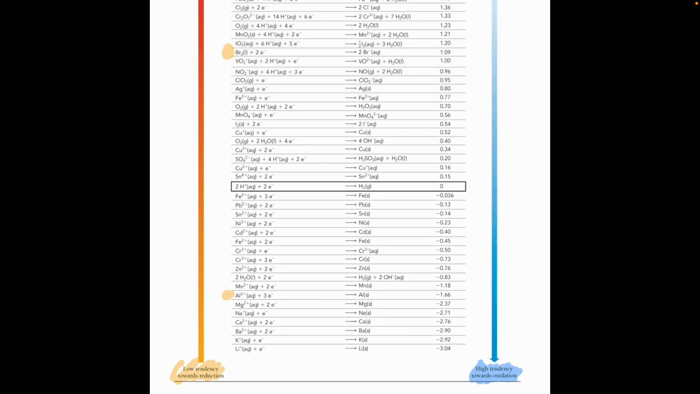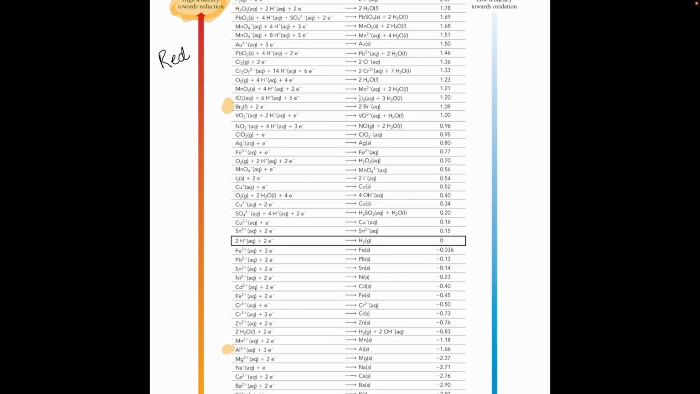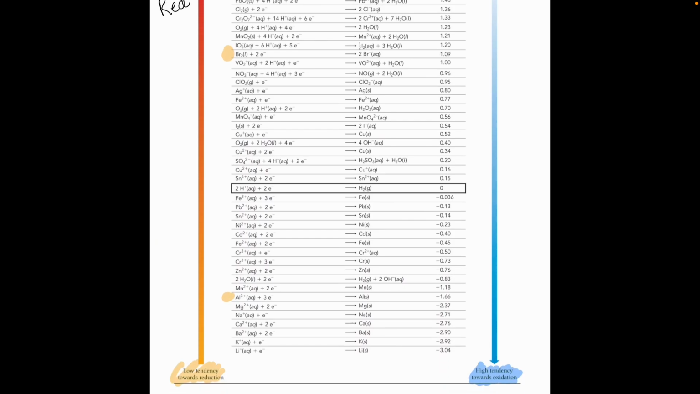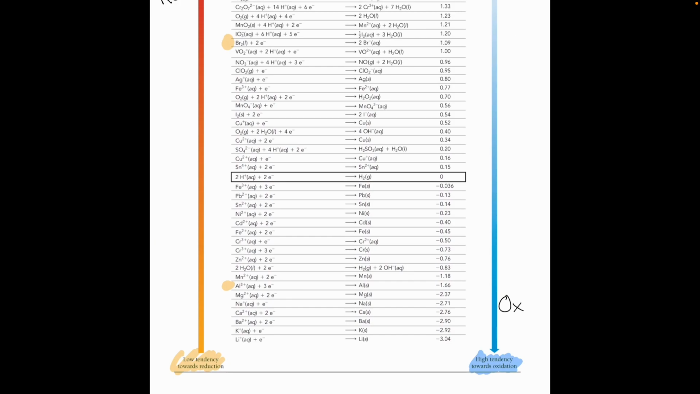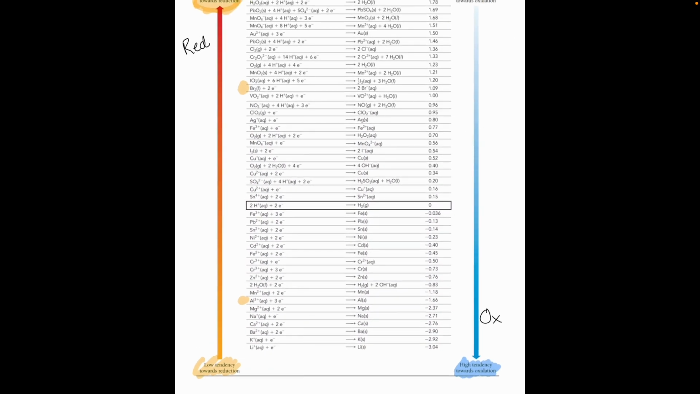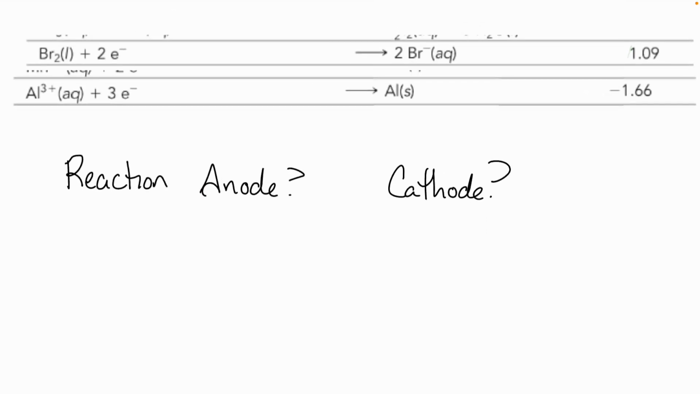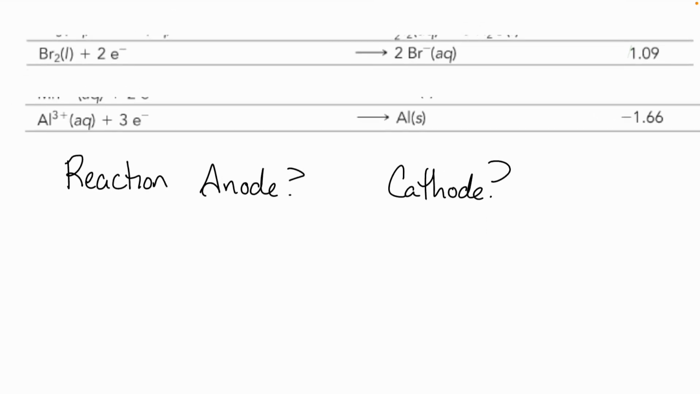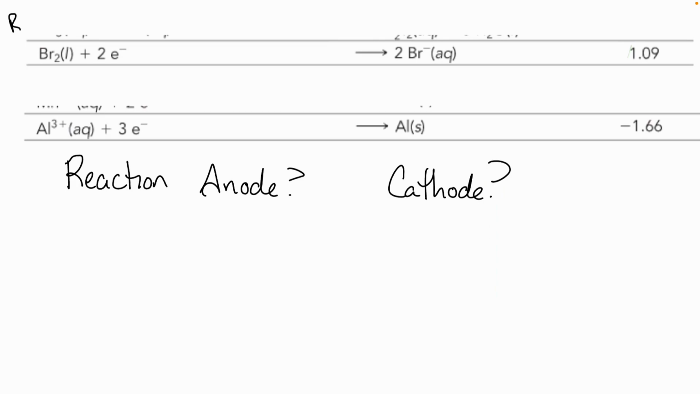So that means I want my reduction reaction to come from the top of this list, and I want my oxidation reaction to come from the bottom of this list. Otherwise my battery is going to go in the other direction. So my reduction reaction has to come from the top, so that's going to be my bromine. This will be my reduction reaction, which means that my aluminum is going to be my oxidation reaction.